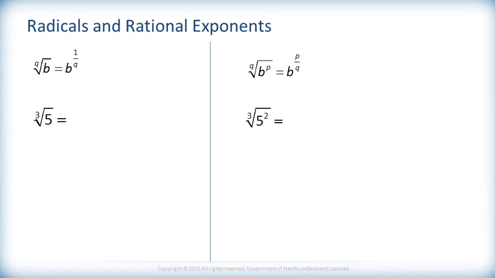For our last item of review, we look at rational exponents. The qth root of b is equal to b to the 1 over q. In other words, the cube root of 5, for example, would be equal to 5 exponent 1/3. If we have an exponent on the radicand, then that exponent becomes the numerator in the exponent. So example 5, cube root of 5 squared would be 5 to the 2/3.